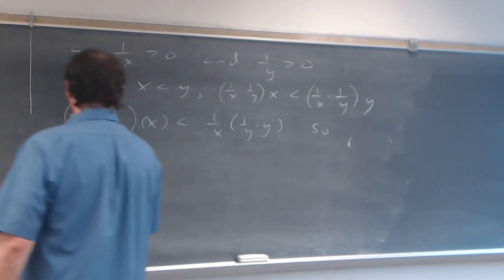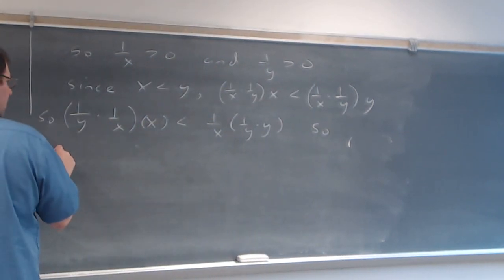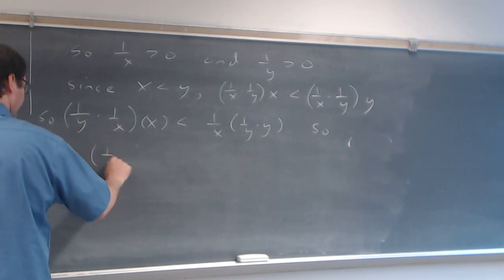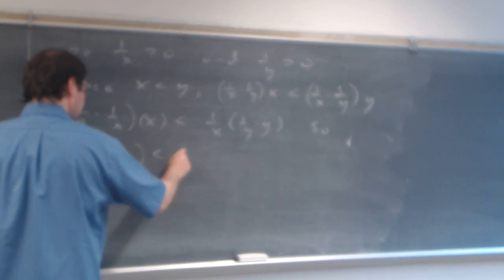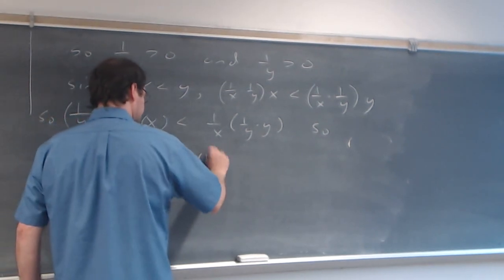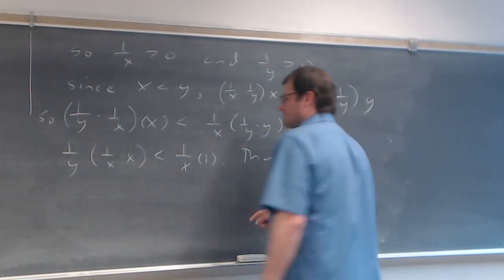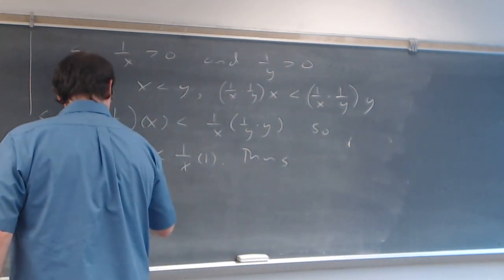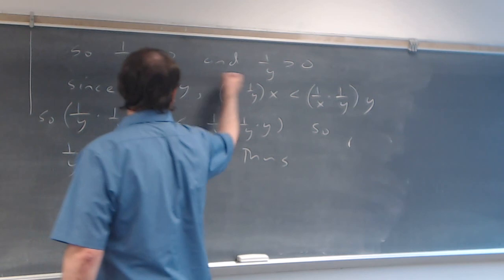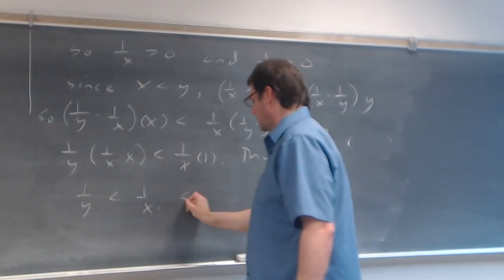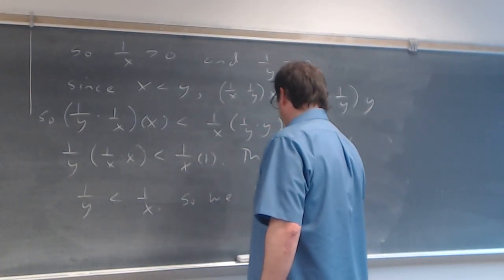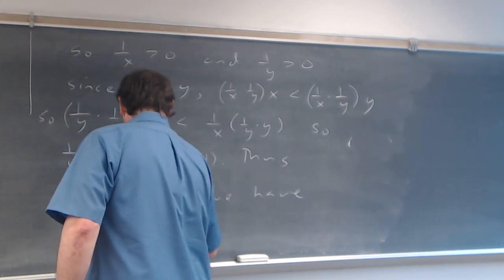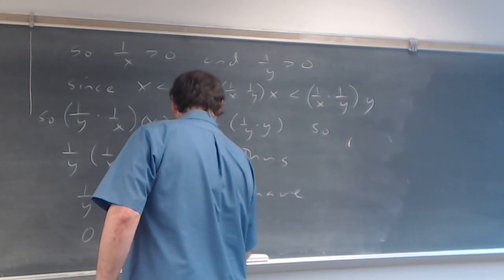So what we have here, reassociating them, is 1 over y times 1 over x times x is going to be less than 1 over x times 1. Thus, this is 1 times 1 over y, which is 1 over y, is less than 1 over x. And we know that 1 over y is greater than 0. So we have that 0 is less than 1 over y, which is less than 1 over x. And that's what we're trying to do.